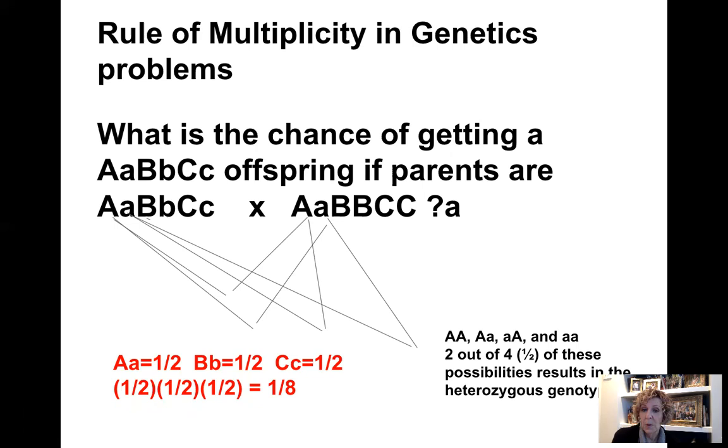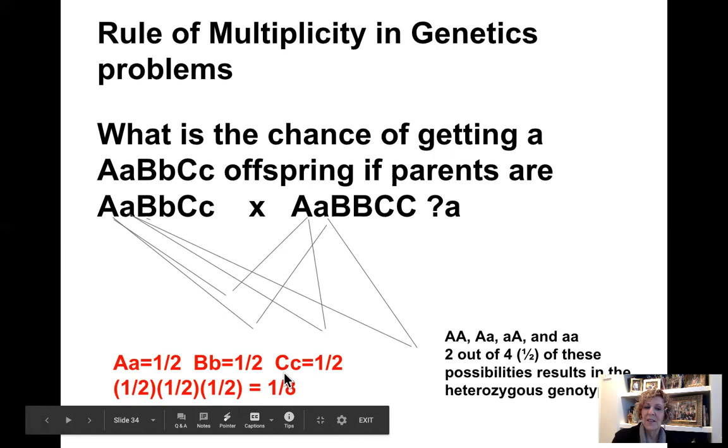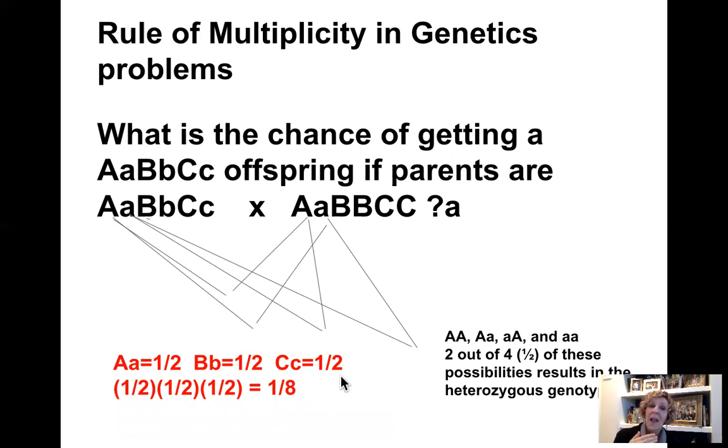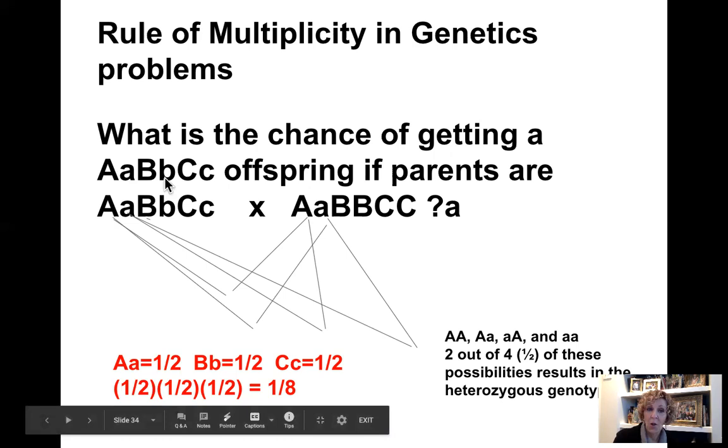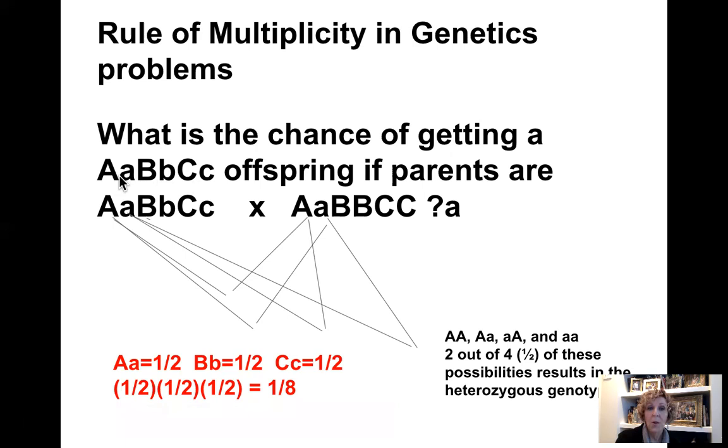So then I would do the same thing for the B's and the same thing for the C's. And because I'm asking for A and B and C, right? I need all 3 of these. I'm going to multiply those separate probabilities. And that would be 1/2 times 1/2 times 1/2 or 1/8. So the answer is, if you have this parent breeding with this parent's genotype, what are the chances of getting big A, little A, big B, little B, big C, little C, right? The chances are 1 out of 8.